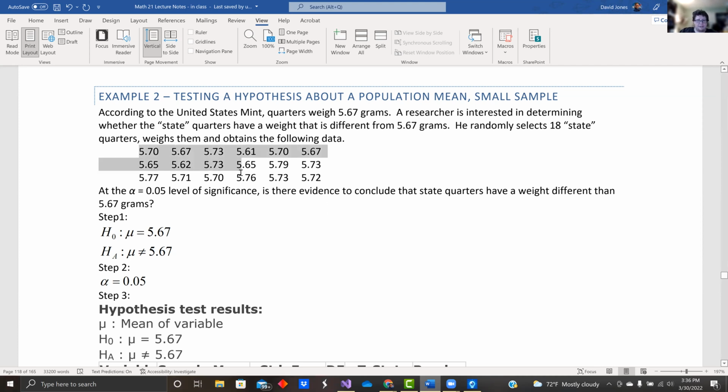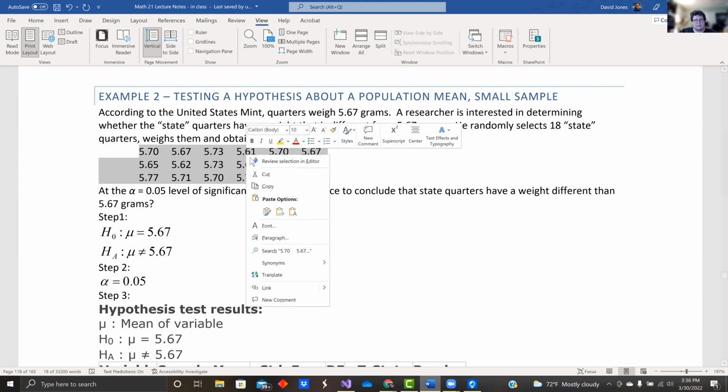Can I copy and paste these in? I hope I can. I'm going to copy.